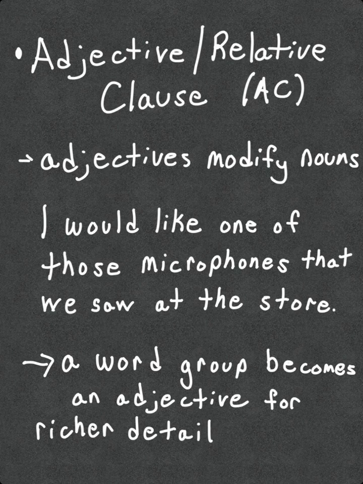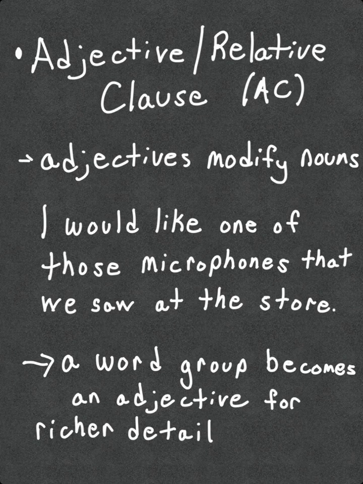So I put up a sentence here. I would like one of those microphones that we saw at the store. I would like one of those microphones. Independent clause. We have a subject and a verb. That we saw at the store, when you say it by itself, it becomes quite obvious that it's a dependent clause. But what is it modifying? It's modifying the word microphone.